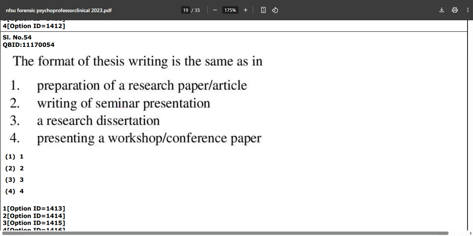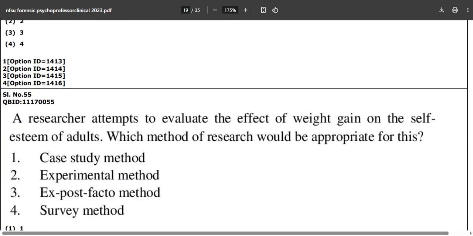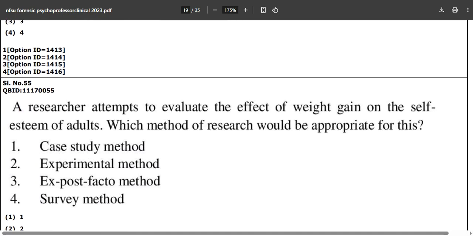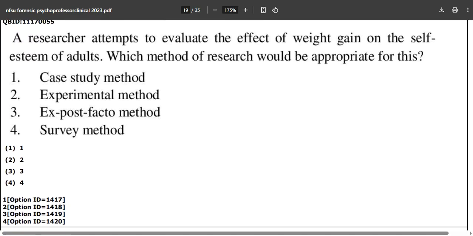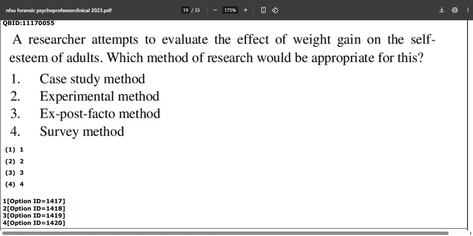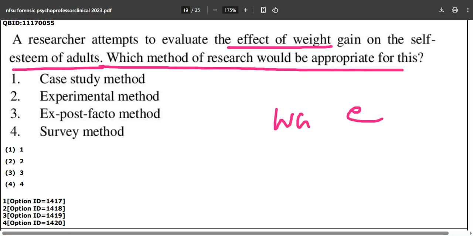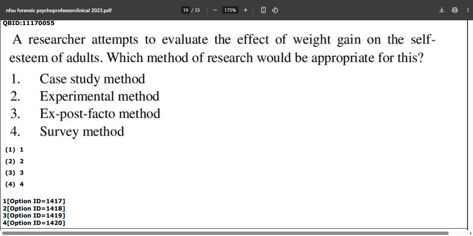Let's move forward. These kind of questions you are finding in what? Not neuropsychology. What this paper is? Forensic psychology. A researcher, now this is a good one. A researcher attempts to evaluate the effect of weight gain on the self-esteem of adults. Which method of research would be appropriate for this?